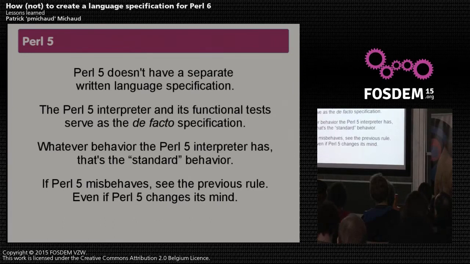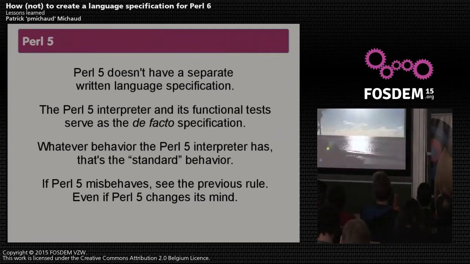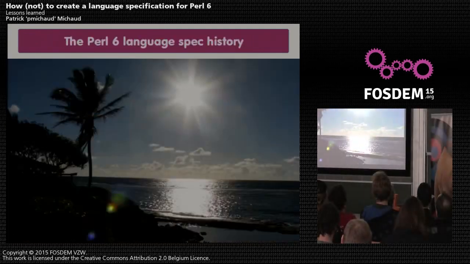It occurred to me that the Perl 5 language specification is the two rules. Whatever Perl 5 says it does is correct, and if it changes its mind, that's correct, right? So there is no real standard specification there in terms of something that exists. Perl 5 changes its language definition with every release. So that's kind of an interesting way to go about doing things. So Perl 5 was what brought us to wanting to create Perl 6.